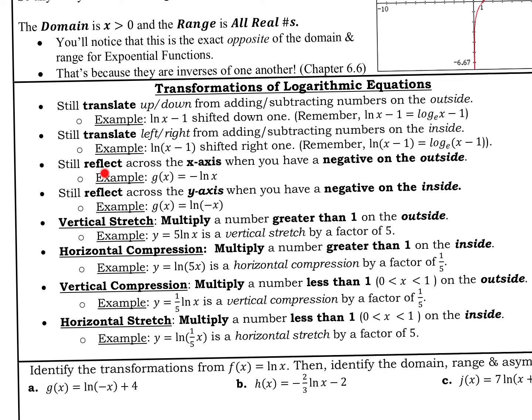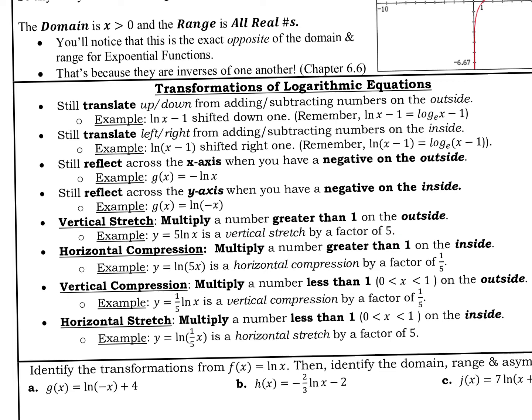If you want to reflect something across the x-axis, you add a negative on the outside of it. And if you want to reflect something across the y-axis, you put the negative on the inside by the x. For a vertical stretch, you'll be multiplying a number greater than 1 on the outside. So for example, y equals 5 ln x is a vertical stretch by a factor of 5. Vertical stretching makes the graph skinnier.